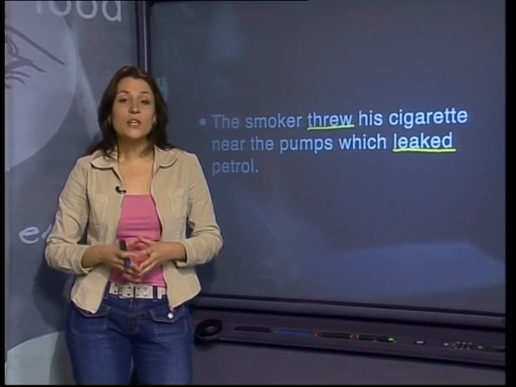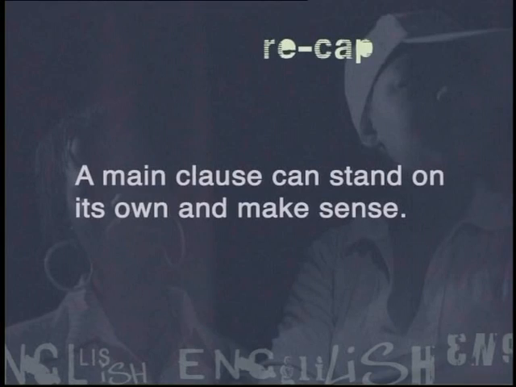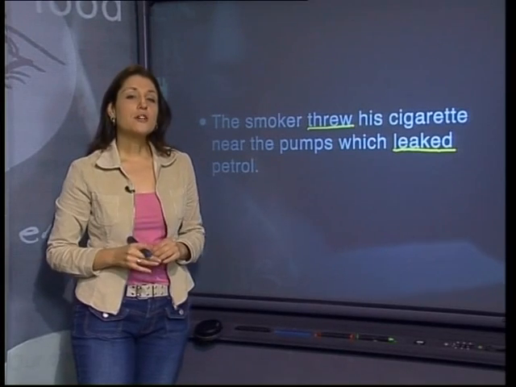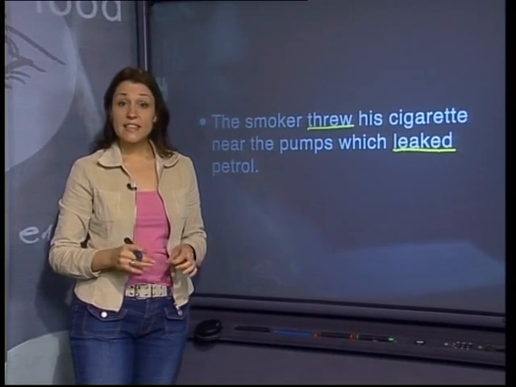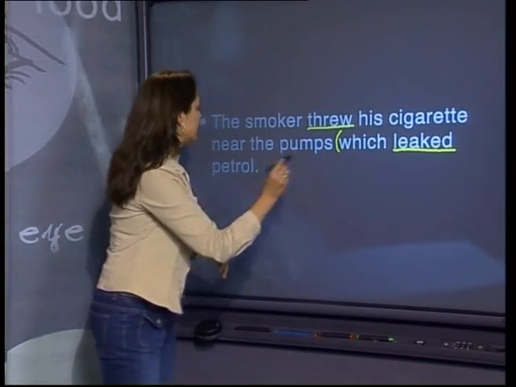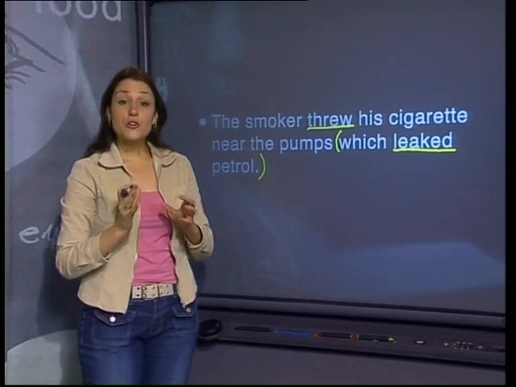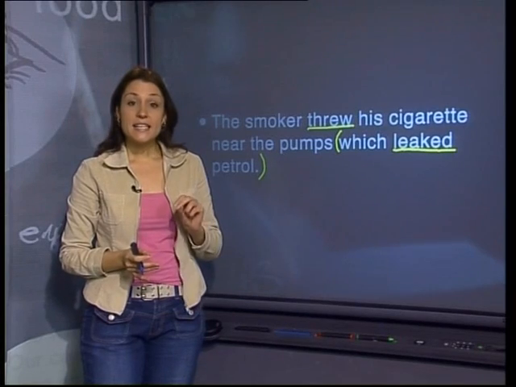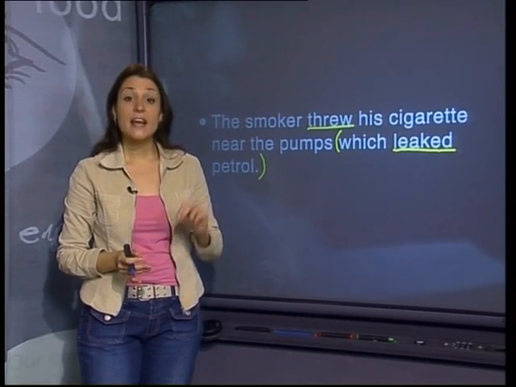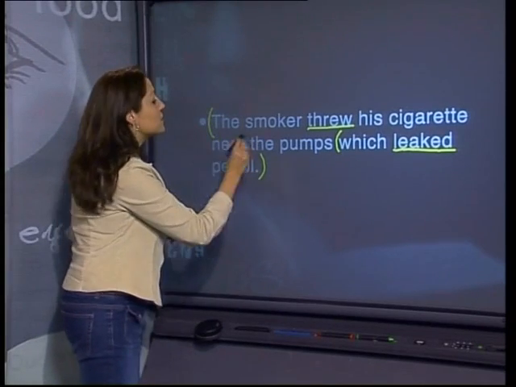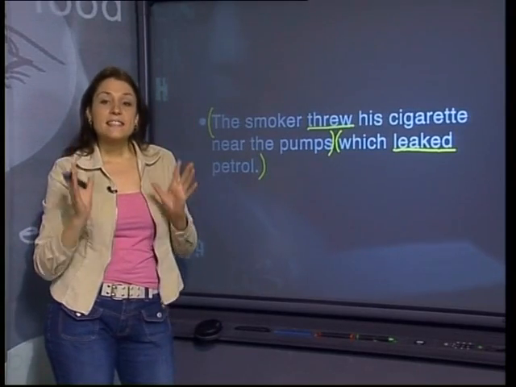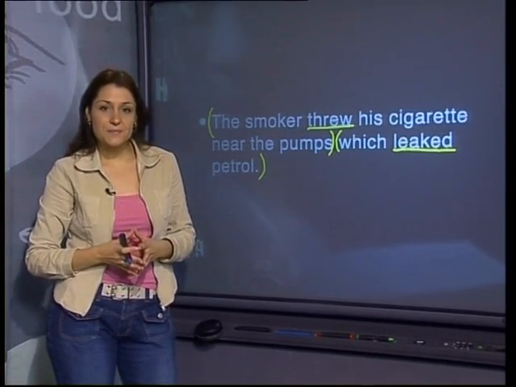Now we have to work out which is the main clause. Remember, a main clause can stand on its own and make sense. So which is the main clause? If we look critically at this sentence, we can see that the words which leaked petrol is a group of words which contains a finite verb, so it is a clause. But if we take out this part of the sentence, the rest, the smoker threw his cigarette near the pumps, can stand on its own and still make sense.